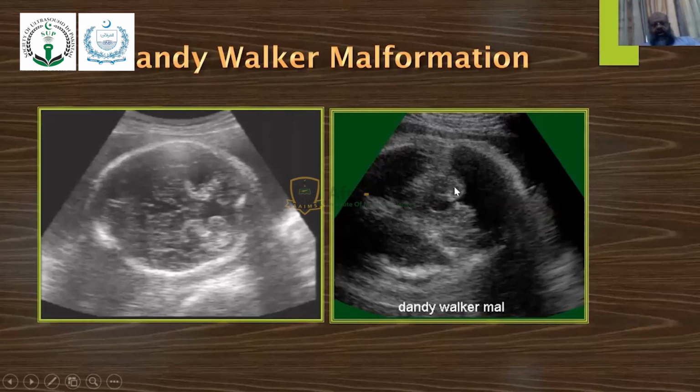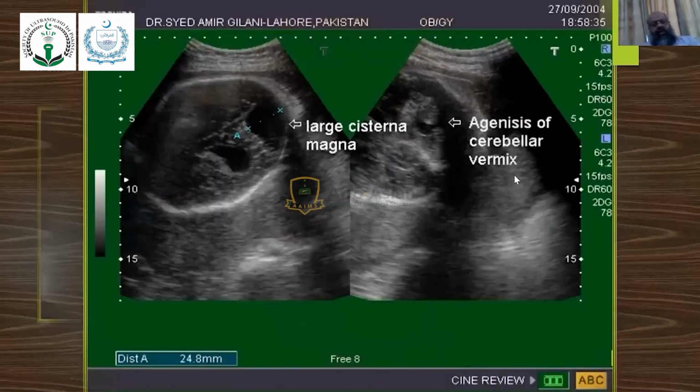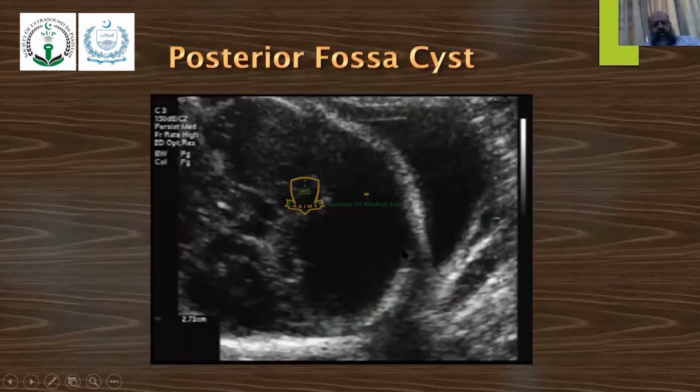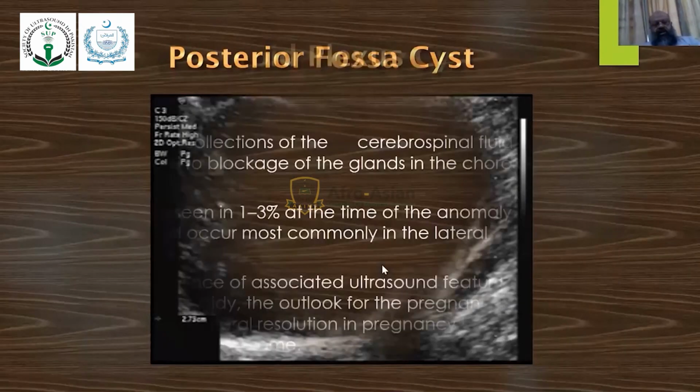The two lobes of cerebellum look separate, which increases the distance of the cisterna magna, which in any condition must be less than 0.5 centimeters, which is 5 millimeters. So in this way, it will increase because we will measure from here to here. This is a large cisterna magna again, agenesis of the cerebellar vermis done in 2004. Large posterior fossa cyst, which is Dandy Walker.